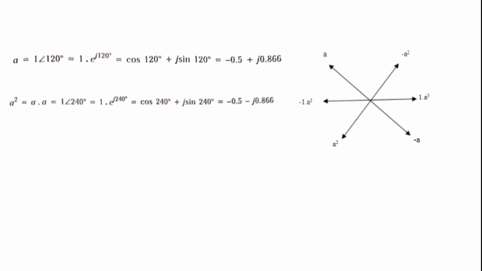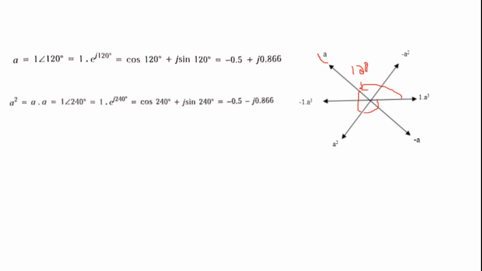So let's understand that. We are considering this initial value with magnitude 1 and the angle made by it is 0. From here to here is 120 degrees. Similarly, from a to a square is also 120 degrees, so the result can be written as a square. From here to here is also 120 degrees, so the complete rotation makes 360 degrees.